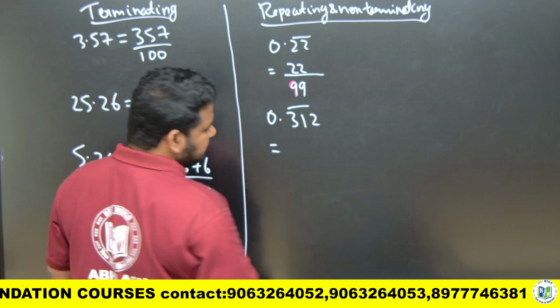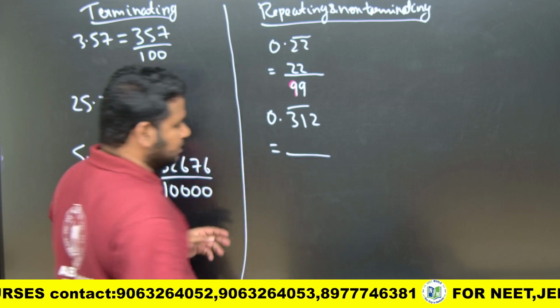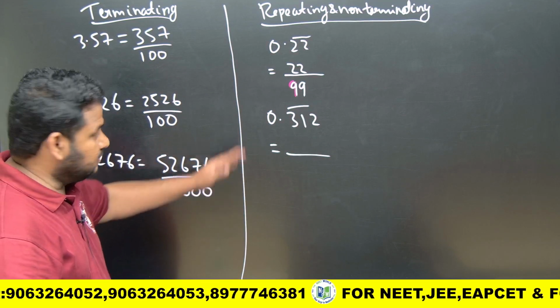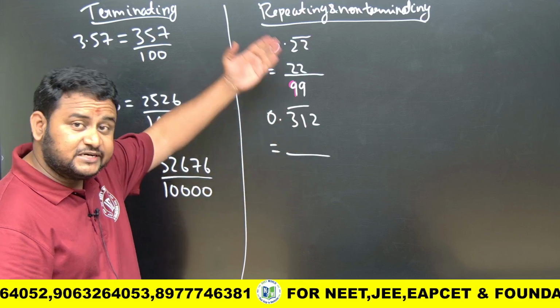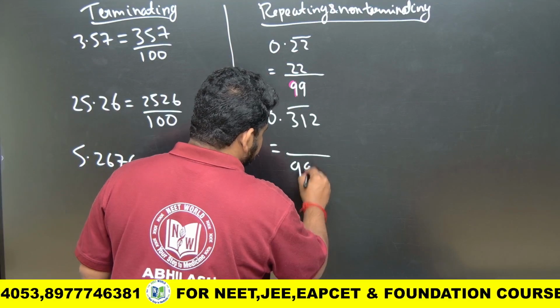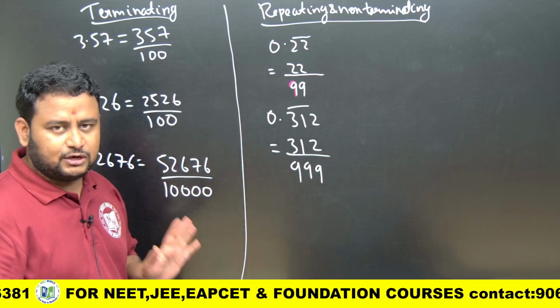Suppose it is given 0.312 bar. So this will be equal to what? And how many digits bar are there? 3 digits. So that many 9s I should write, not zeros. After the decimal point, how many digits are there? Those many zeros I should write in the terminating case. And for the digits under the bar, those many 9s I should write: 999. And in the numerator I should write 312, like this.